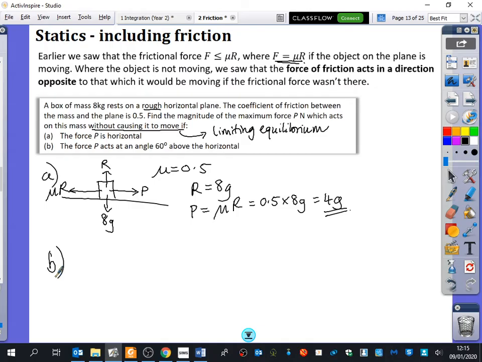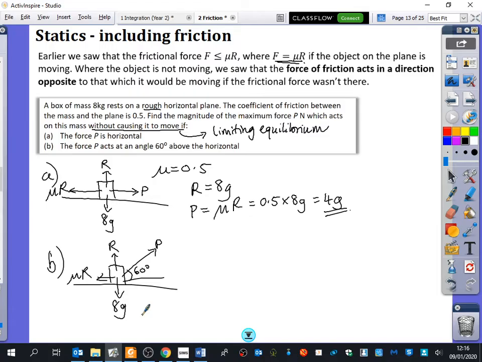Part B of the question is a bit different. It says the force P now acts at an angle of 60 degrees above the horizontal. So it's now acting like this, where this is 60 degrees. And we've got R, we've got mu R, and we've got 8g.